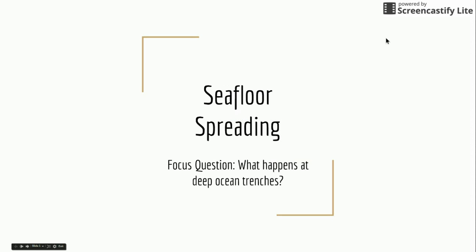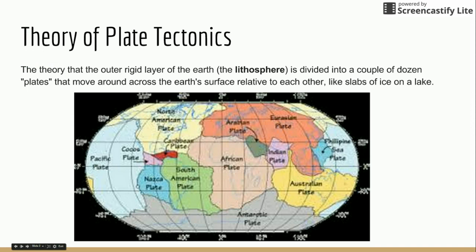Today we're going to talk about seafloor spreading, and our focus question is what happens at deep ocean trenches. First, let's start with talking about the theory of plate tectonics.